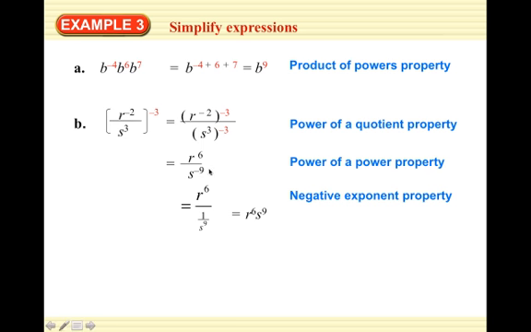So a shortcut is, see this s to the negative 9? If it's already written in a fraction, you can get rid of that negative by changing levels. So since the s to the negative 9 is on the bottom, it can come up here to the top with the r to the 6th, and it'll be s to the positive 9. That's just a little shortcut to save you a step if you'd like.